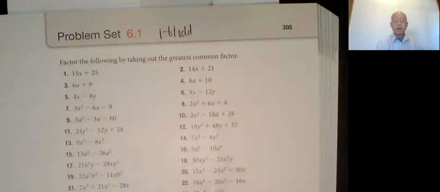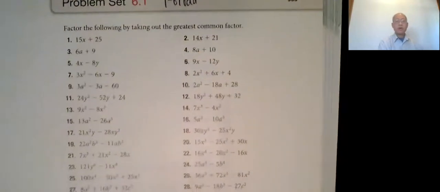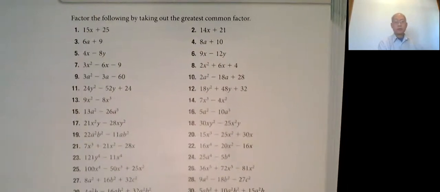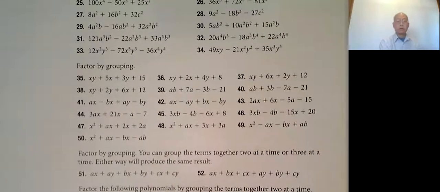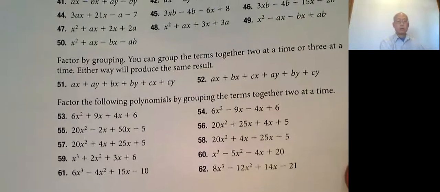Section 6.1, page 305. The homework is 1 to 61 odd. So we'll be factoring. Some problems, some more. Okay, and the answers are in the back.